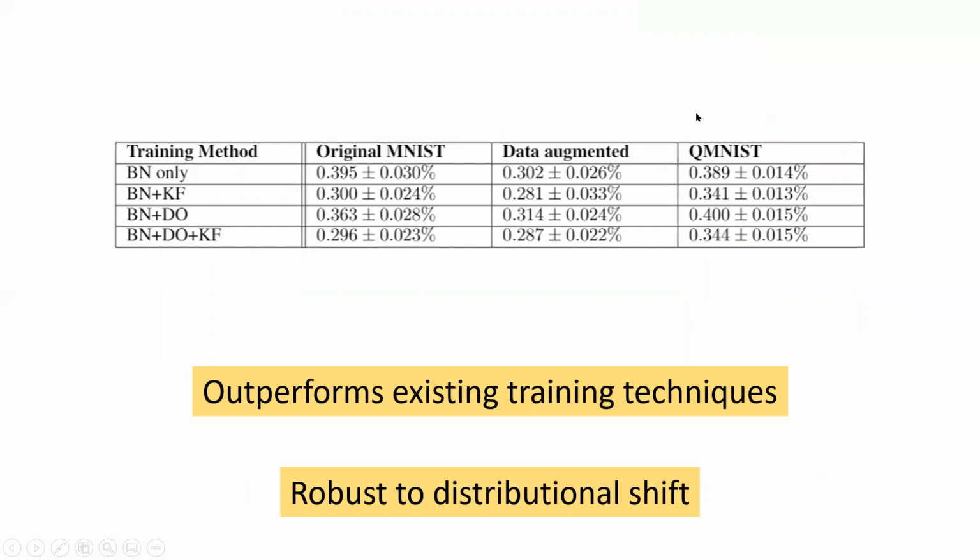We can also look at results on something called QMNIST. QMNIST is a resampled testing set of written digits. So it's good to look at your error rates on QMNIST, just to confirm that you aren't overfitting. You're not fitting the data, you're fitting the class essentially. So KF regularization is good in that it is robust to this distributional shift in the testing set.